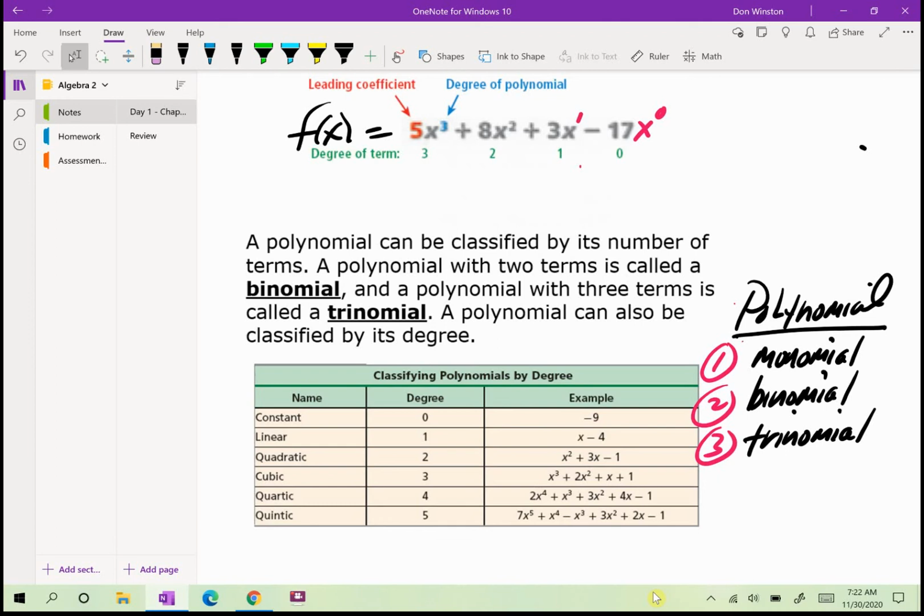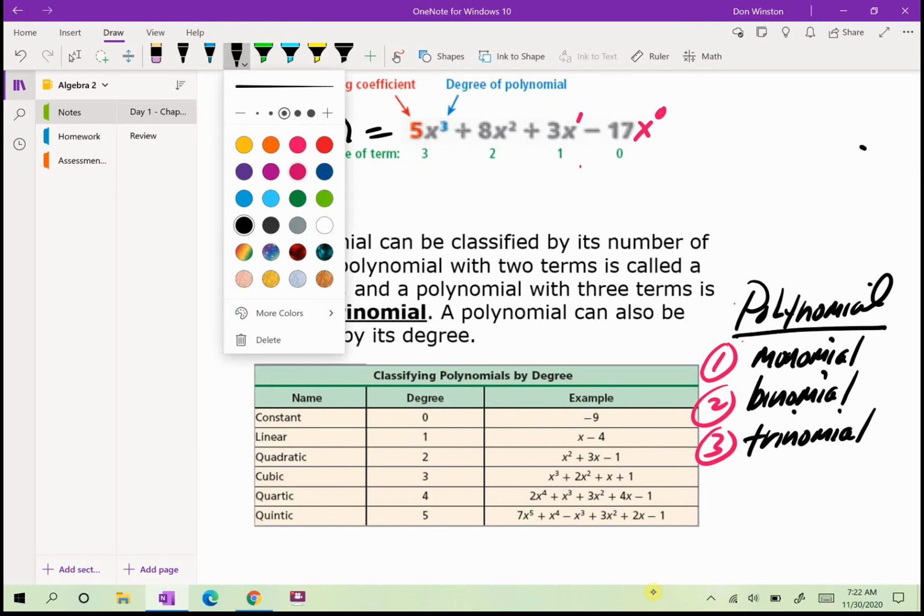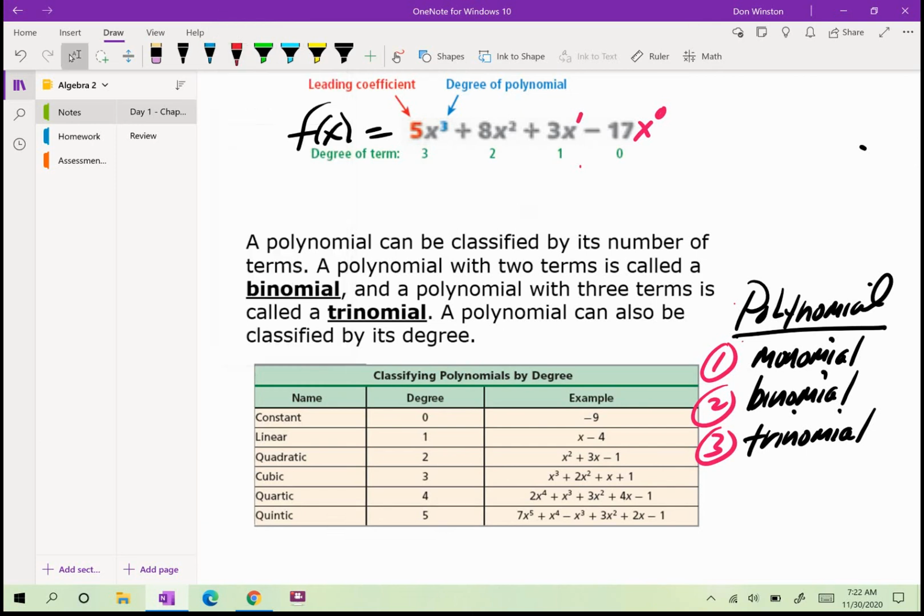So let's look at this. A polynomial can be classified by the number of terms. For example, we have negative 9 here, and the degree of that polynomial would be 0. We have x minus 4, and the degree of that polynomial would be 1. We have x squared plus 3x minus 1, the degree of that polynomial would be 2. And then x cubed plus 2x squared plus x plus 1, the degree of that polynomial would be 3.